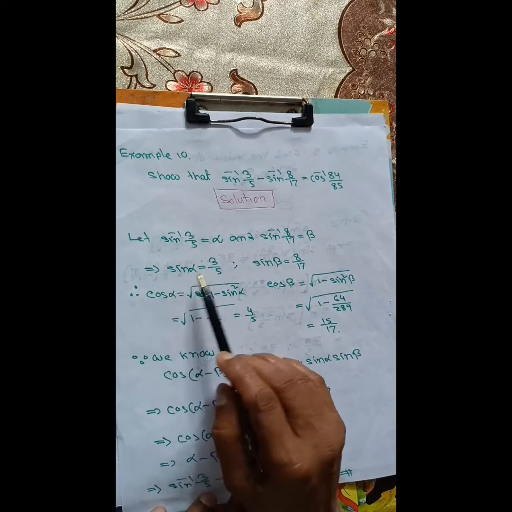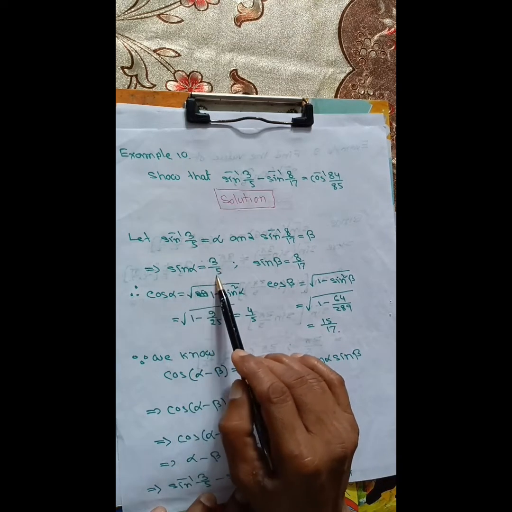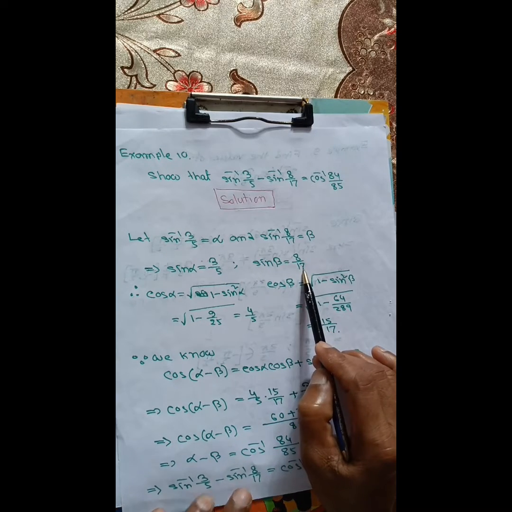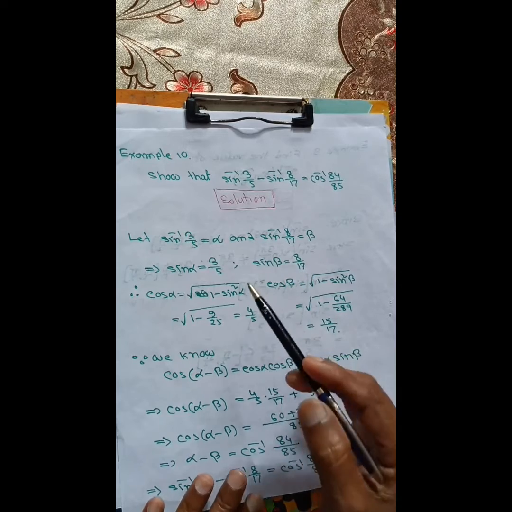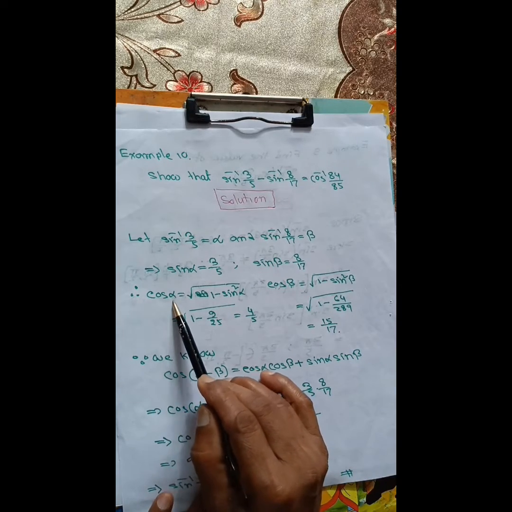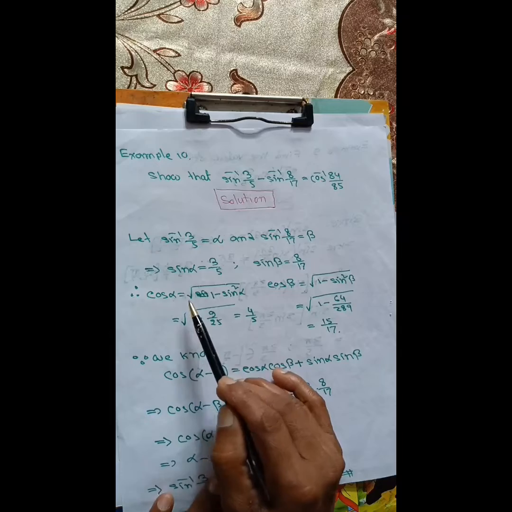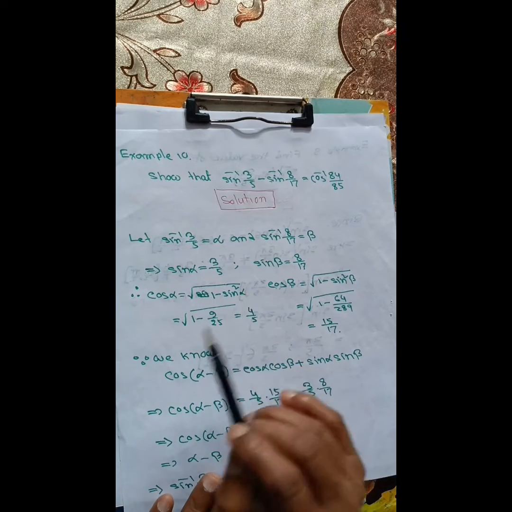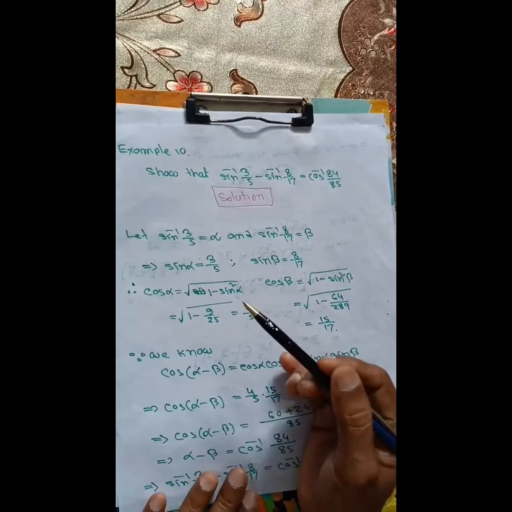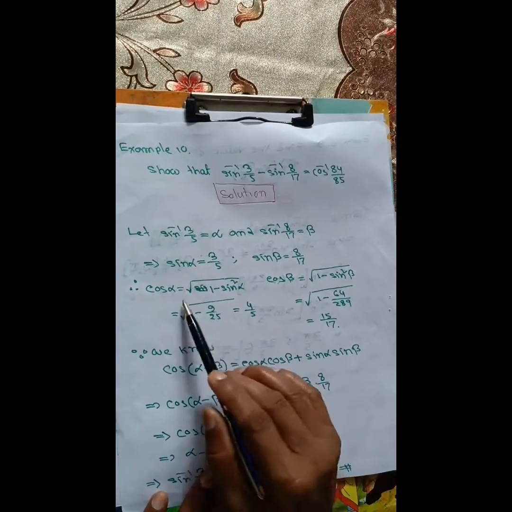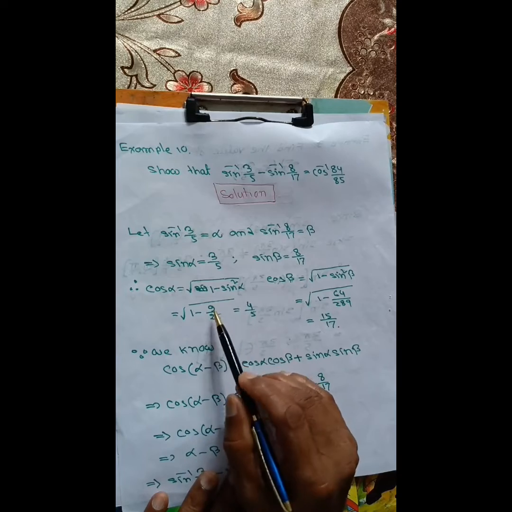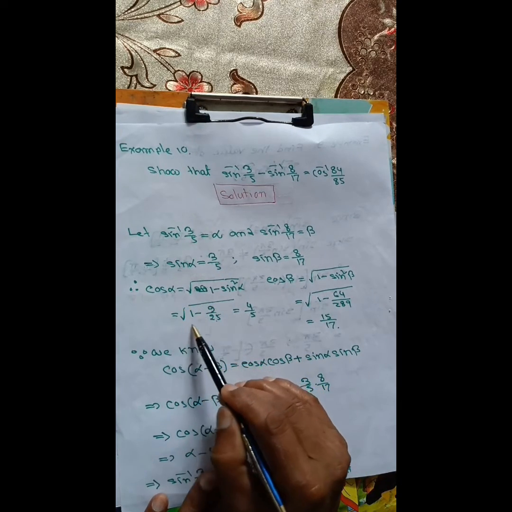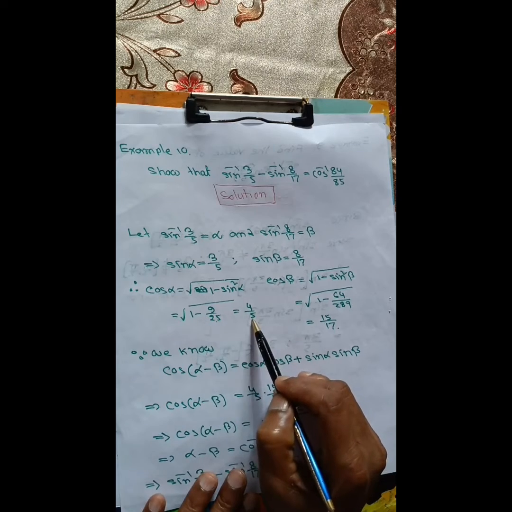This implies that we get sin alpha is equal to 3 by 5 and sin beta is equal to 8 by 17. Okay. Now we find the cos alpha. Cos alpha is equal to under root 1 minus sin square alpha. Since sin alpha is already found, we substitute sin alpha as 3 by 5, then it goes 9 by 25. After very simple calculation, we get 4 by 5.